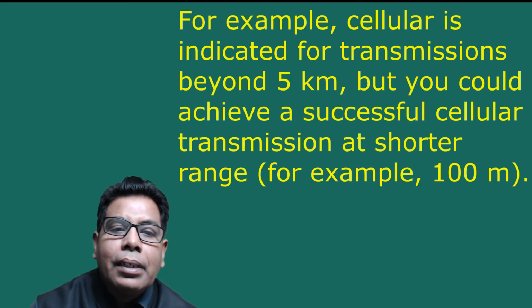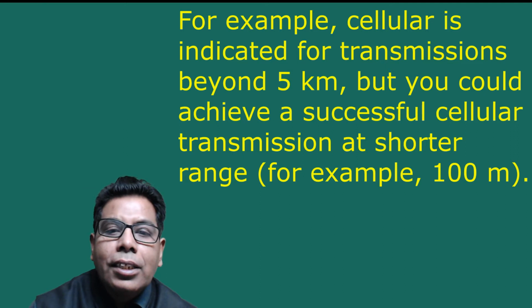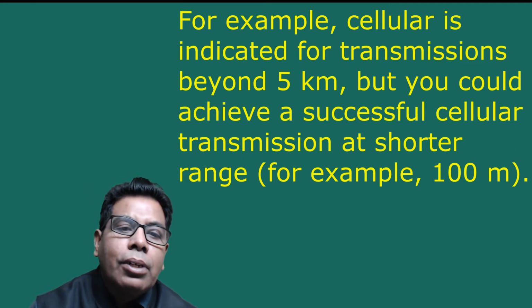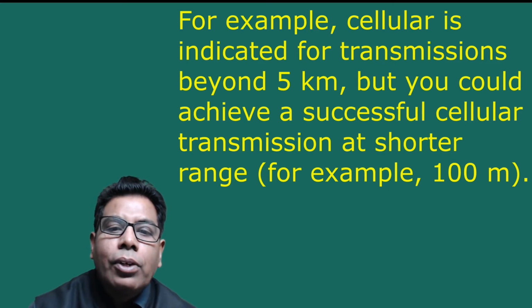Now, the ranges in the figure are inclusive. For example, cellular is indicated for transmission beyond 5 kilometers, but could achieve a successful cellular transmission at a shorter range, for example 100 meters. By contrast, Zigbee is expected to be efficient over a range of a few tens of meters, but you would not expect a successful Zigbee transmission over a range of 10 kilometers.